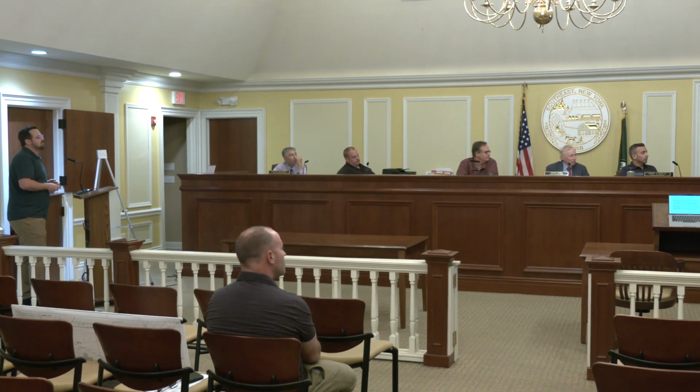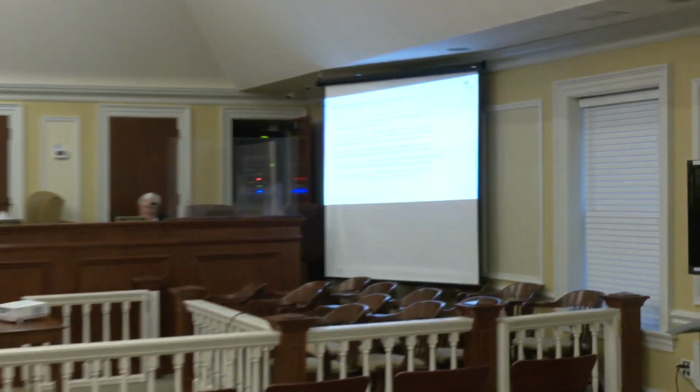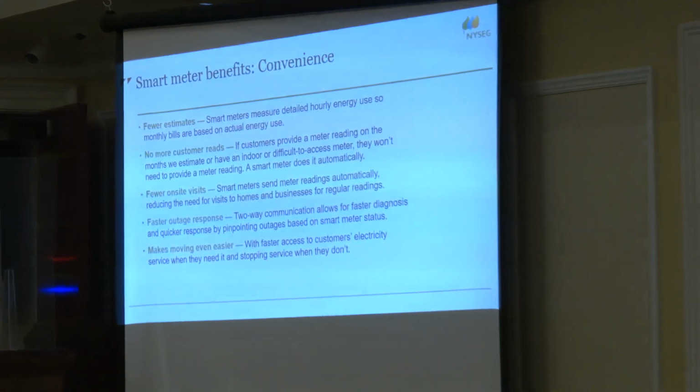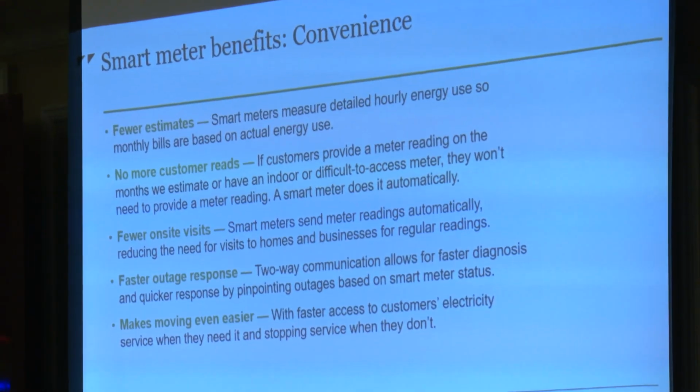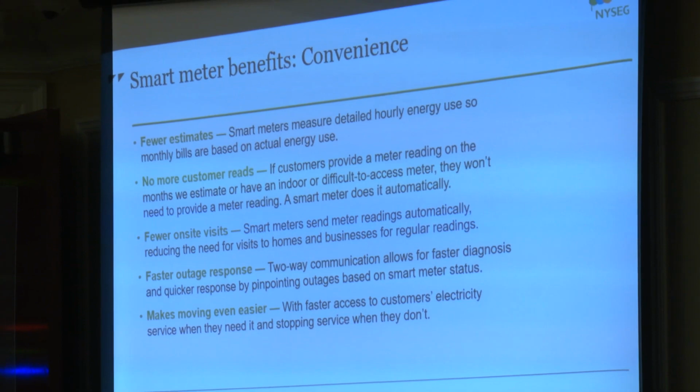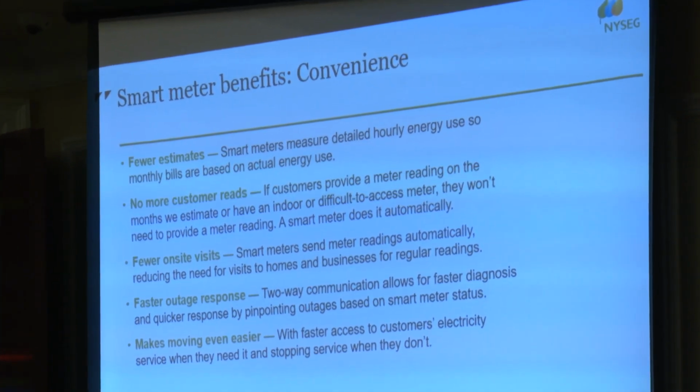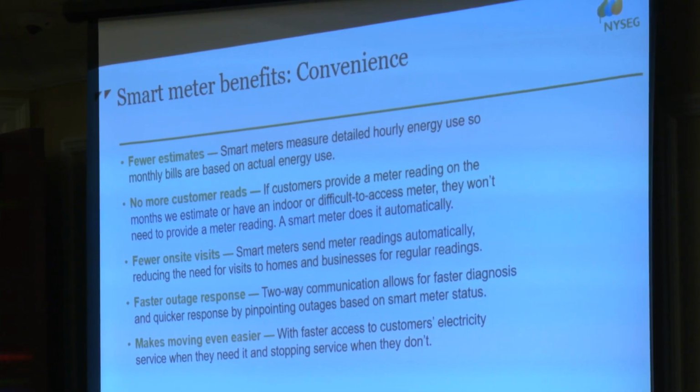So this also gets rid of customer reads, because currently people who don't want to deal with estimated bill reads can submit their customer reads to us to provide an accurate billing. Smart meters will take care of that. And as I mentioned, it'll give us faster outage response, because if Main Street's out of power, we can see that a certain amount of houses on Main Street are out of power while the rest are still generating power, and we can see where that tree landed on the line, which gets our crews there faster and gets your power up quicker.